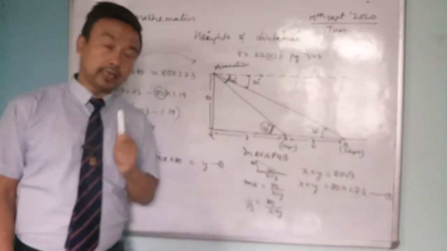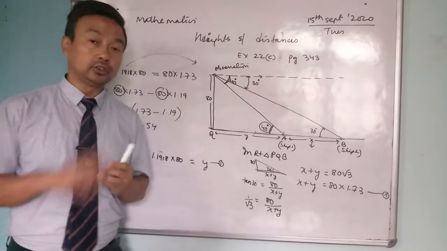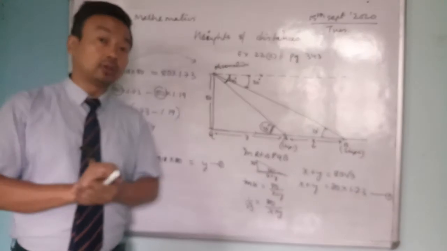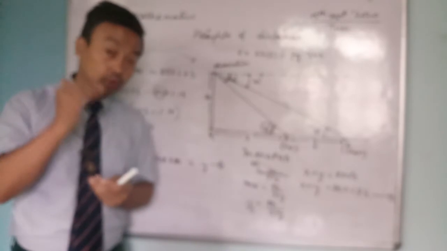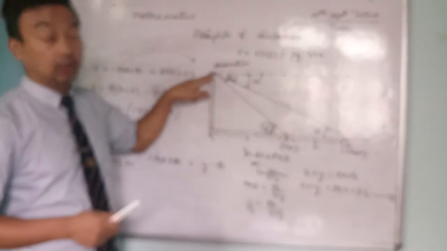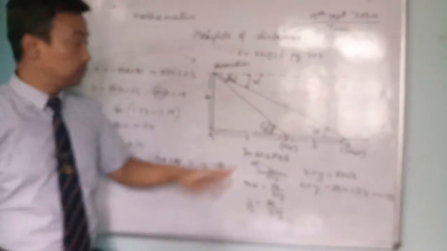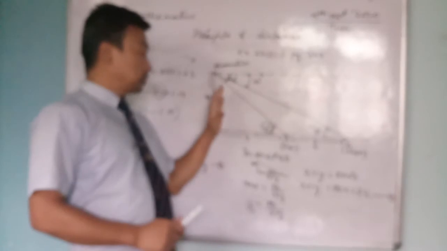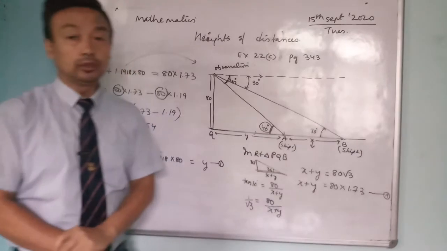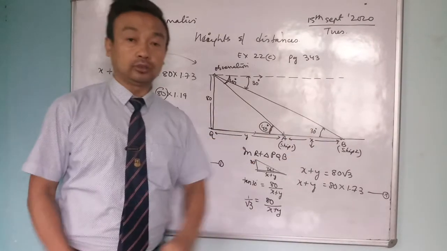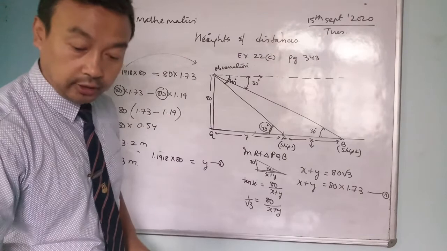The most important thing, as I have been repeating here in heights and distances, is to figure out from where you are observing, that is the point of observation, and where the object is. So in this case, the top of the lighthouse is the point of observation. You are observing from here. And where are the objects? The two ships, on the same side of the lighthouse, and they are moving along the horizontal line with the base of the lighthouse. I hope it is clear.